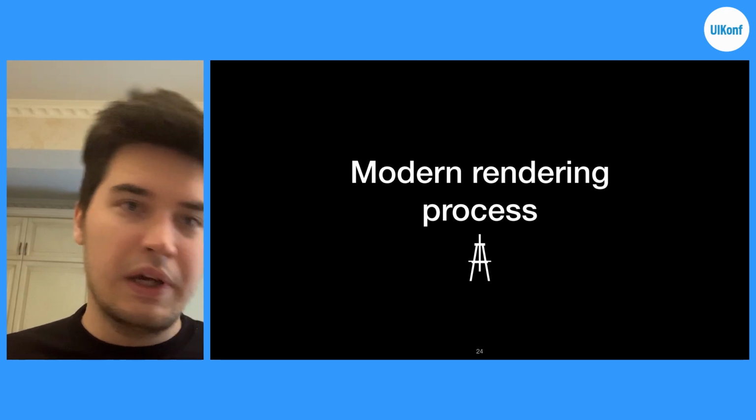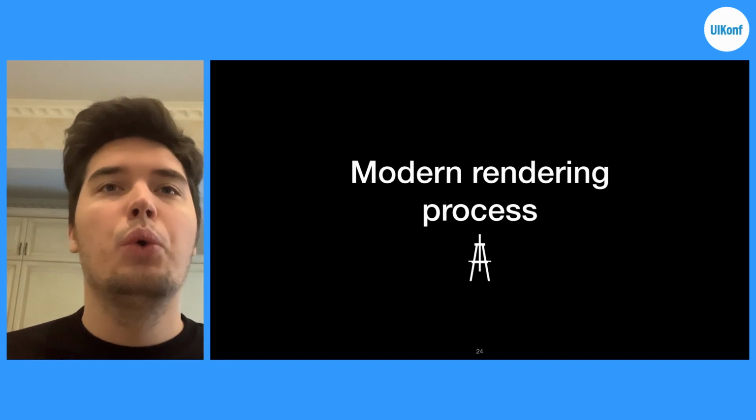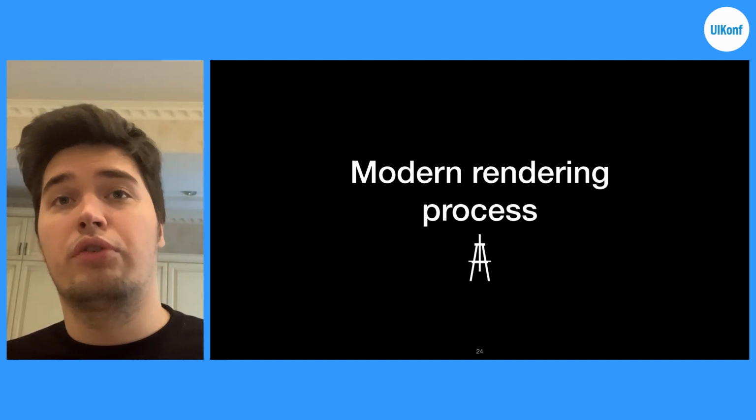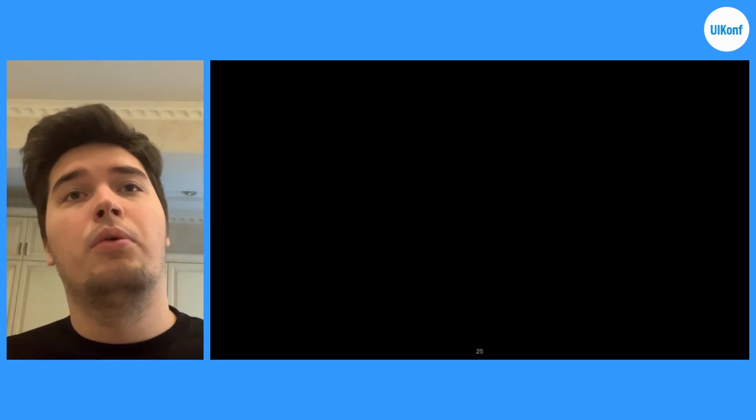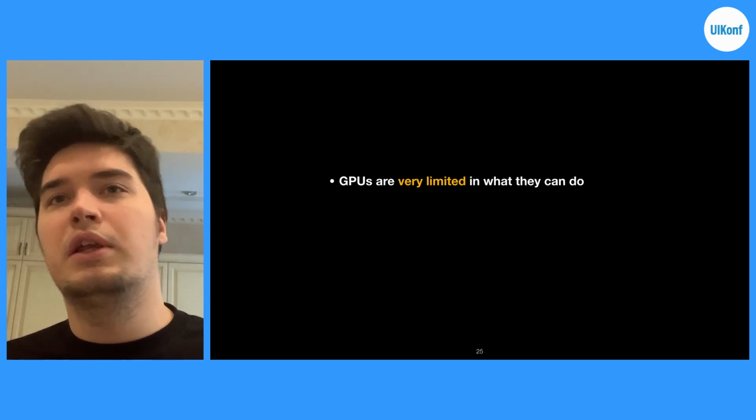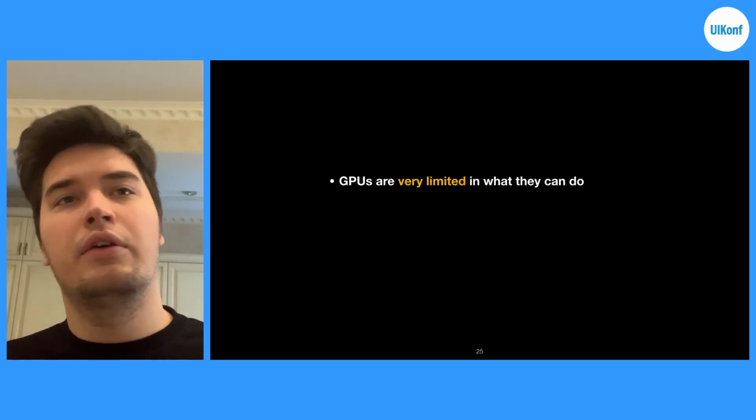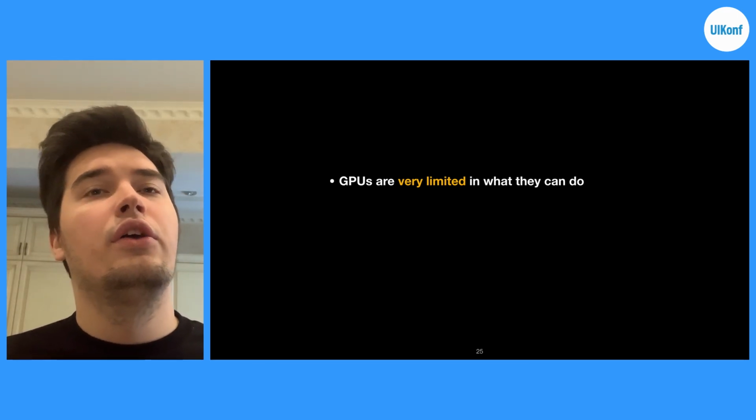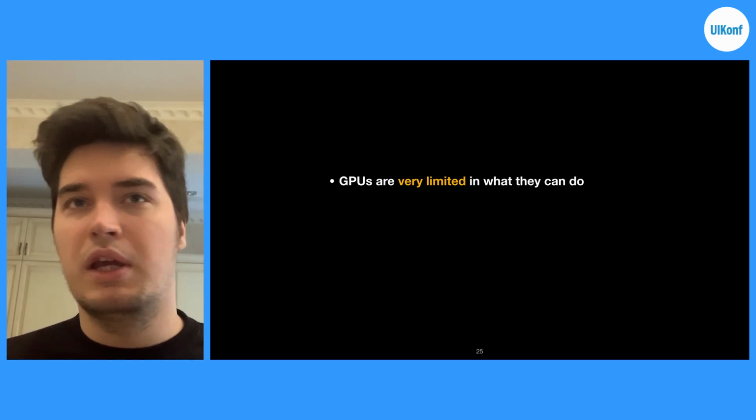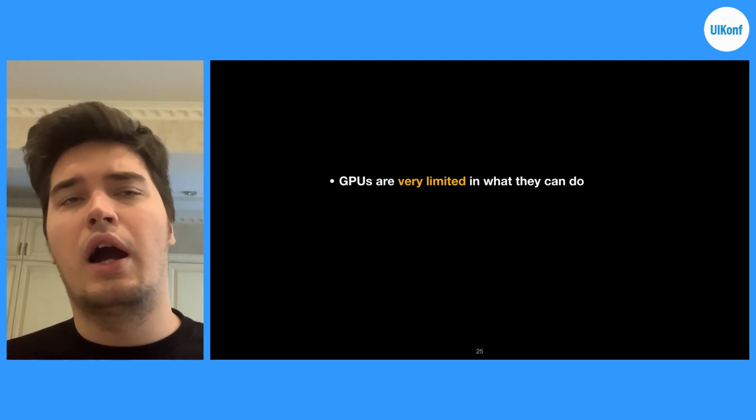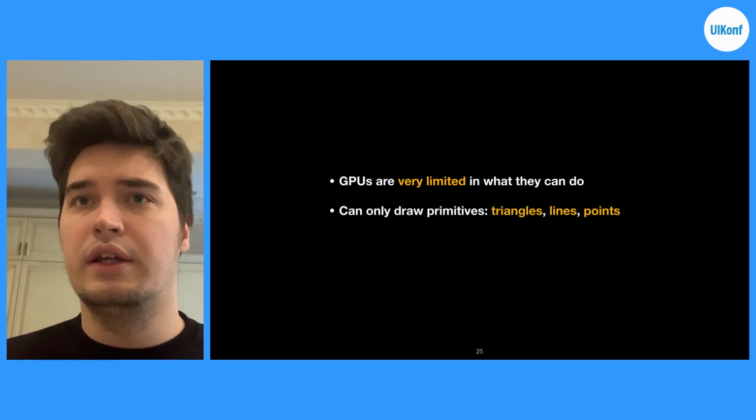And in order to better understand why GPU needs that much parallelization, we'll have to see what the modern rendering process looks like and what that power can be used for. So first of all, GPUs are very limited in what they can do. They don't have an operating system running on them. They don't have the concept of processes or threads. They're very close to hardware, as you can imagine, and usually are very limited in terms of abstractions that you can use in code for them.